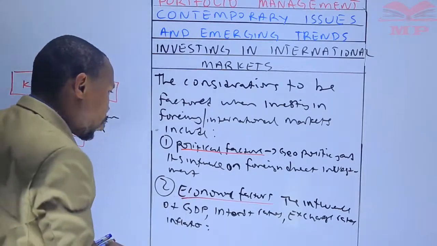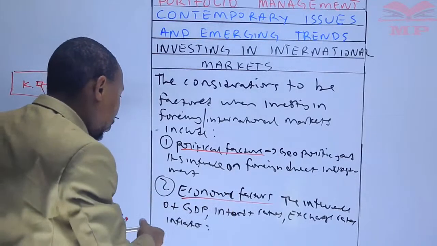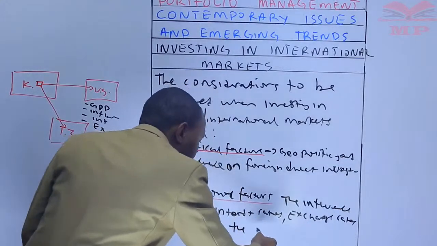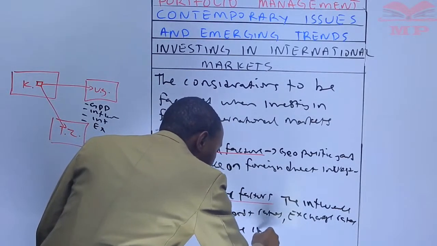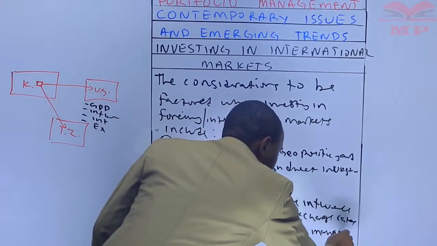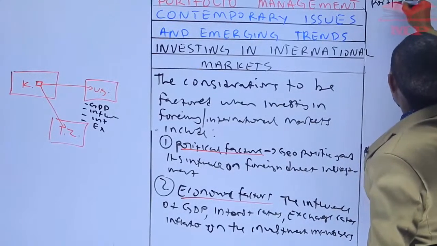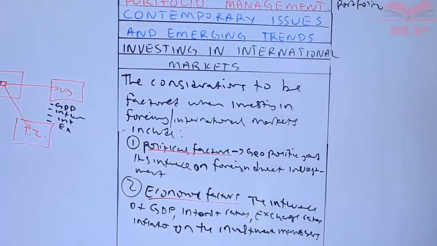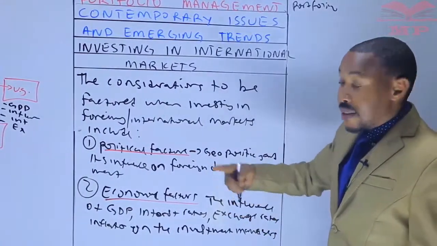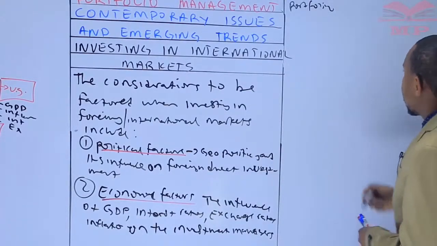So domestic factors, we're saying the influence of GDP, interest rates, exchange rates, and inflation on the investment manager's portfolio. Those have an impact on the investment decisions as to whether you're going to invest in Uganda or Tanzania or wherever, Europe or even the US.